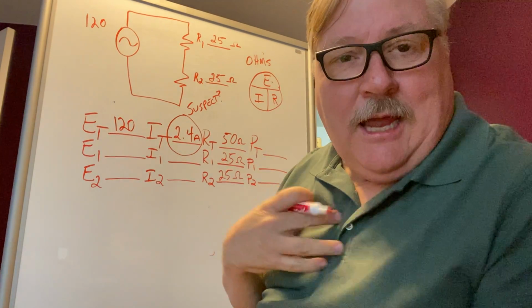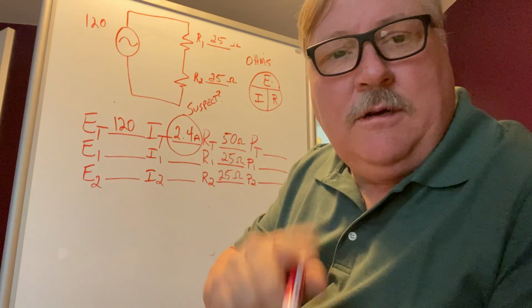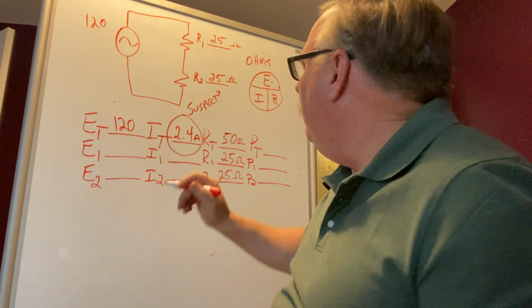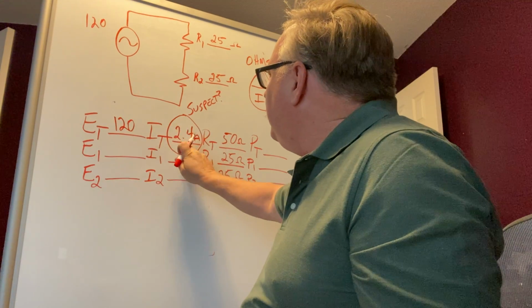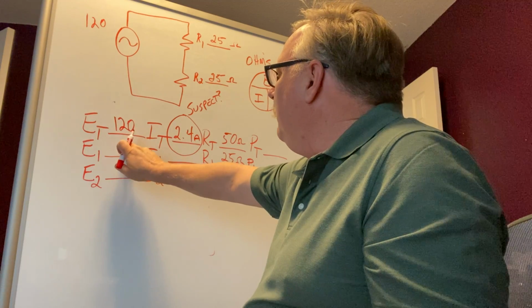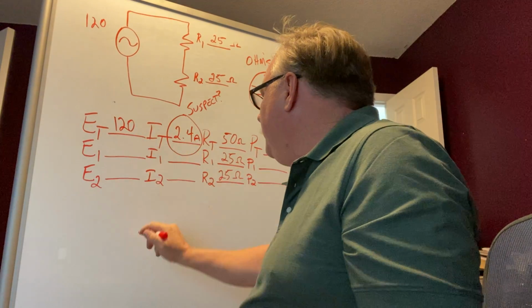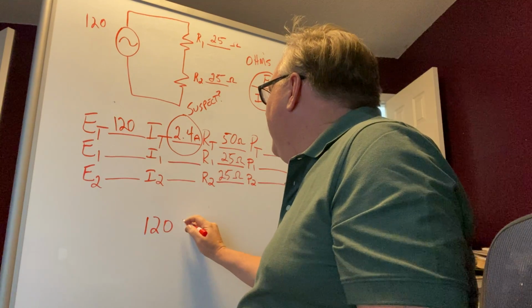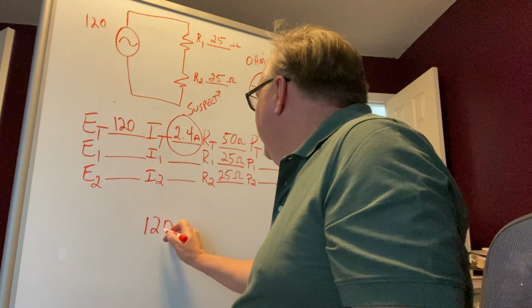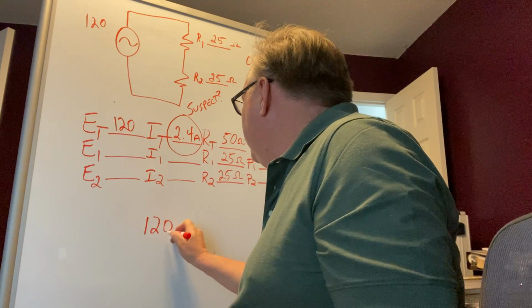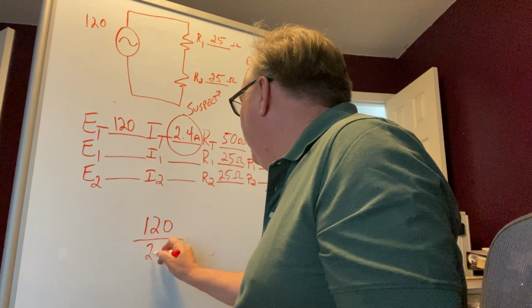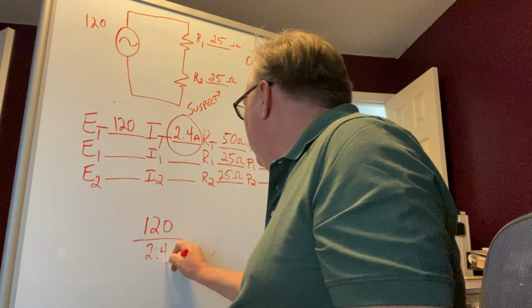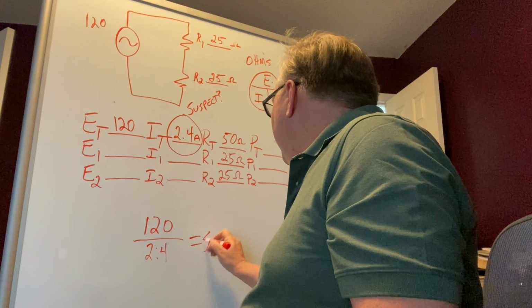Okay, because I did that. I created that through my math. Now what I want to do is check my math. So I can use this suspect number with this number right here, and I can do the opposite. I can do 120, and we can divide that by our 2.4, and that's going to equal our 50.